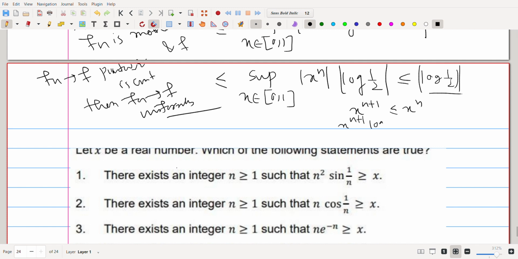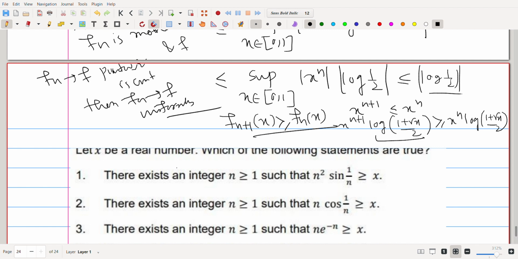Because see, x to the power n+1 is less than or equal to x to the power n, and x to the power n times log of 1 plus root x by 2 is greater than or equal to x to the power n times log of 1 plus x root x by 2. Why is this reversed? Because log is negative in this region, so this is greater or equal, but ultimately it is monotone, right? So f(n+1)(x) is greater than or equal to fn(x), so it is monotone increasing, and the limit function f is identically 0, so that is also continuous, right?